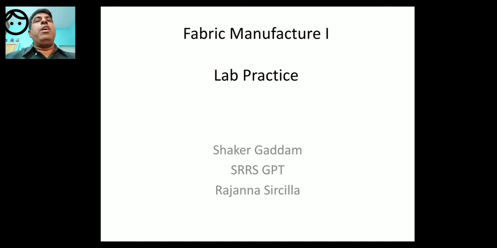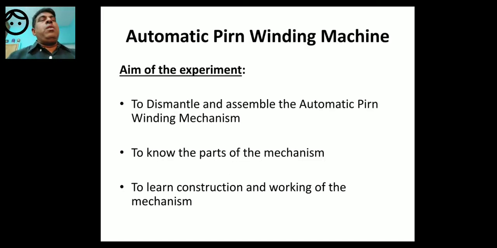So, today we will learn about the automatic pirn winding mechanism. What is the aim of the experiment? To dismantle and assemble the automatic pirn winding machine.